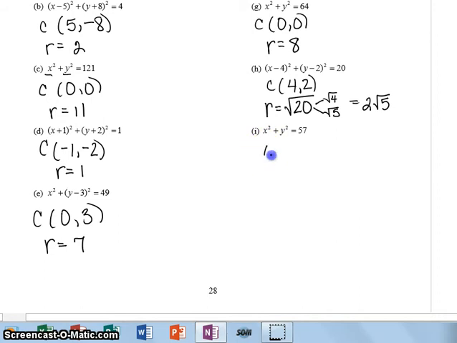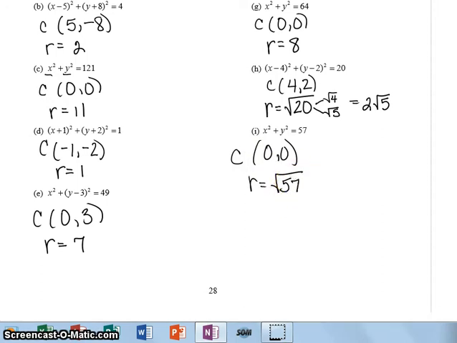Part I. 0, 0 is my center. My radius is radical 57. Now, 57 is a prime number, so it won't break down, so you just leave your radius as radical 57.